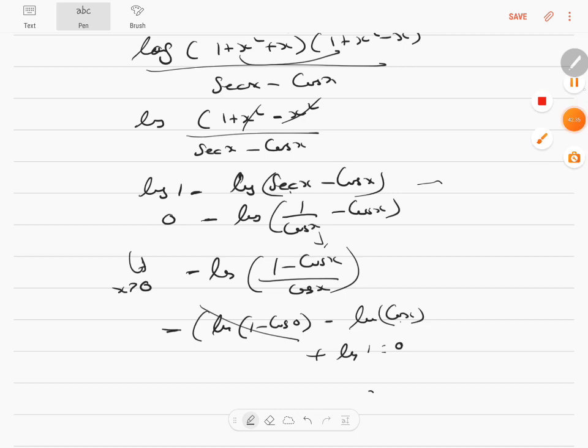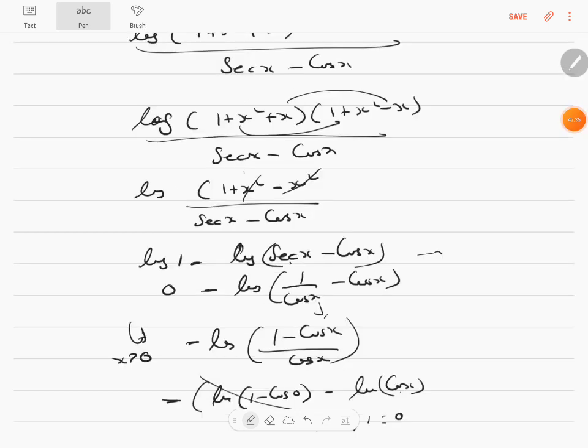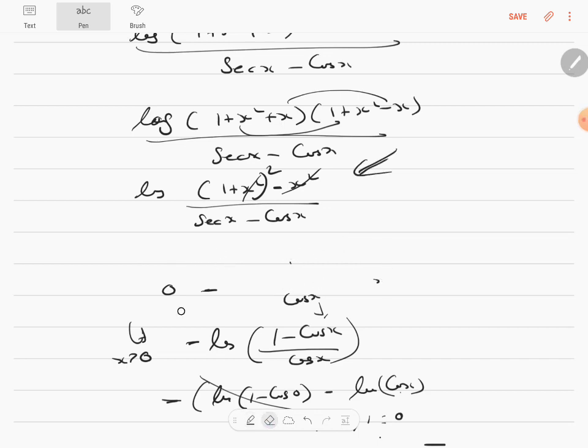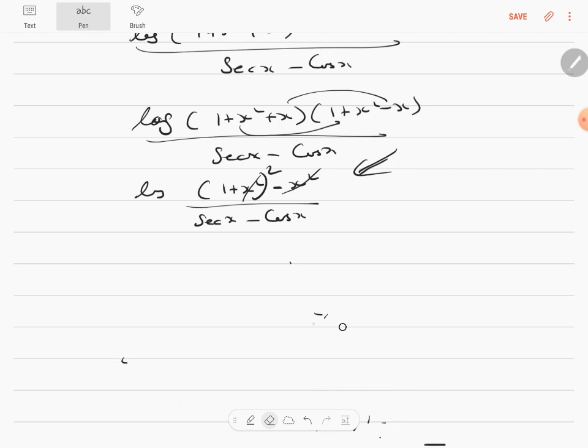One second, hold on. This is where I missed: a square, which is 1 plus x square the whole square, minus x square. This is where I missed the point. Okay, so I understood I have made a mistake there. I hope you can correct it. So then therefore it's log of 1 plus x square the whole square minus x square, over 1 by cos x minus cos x.